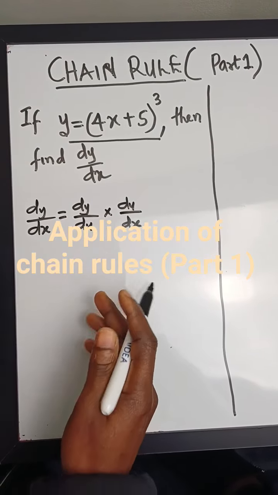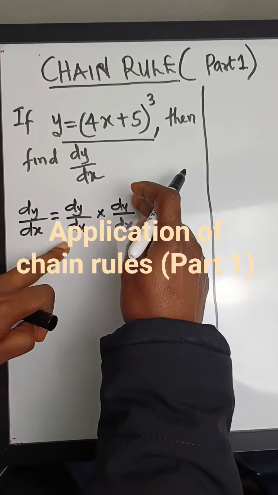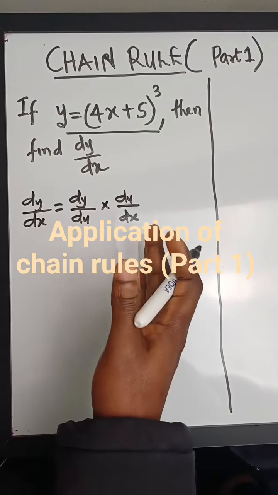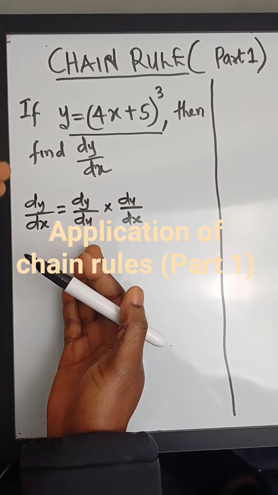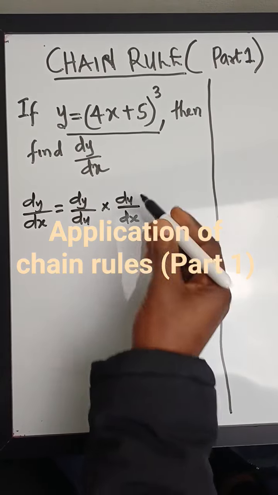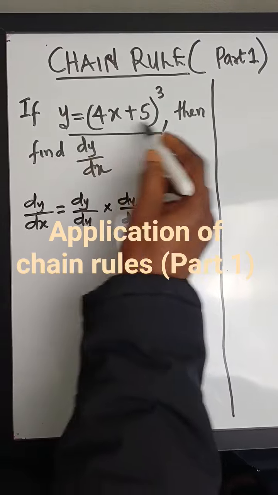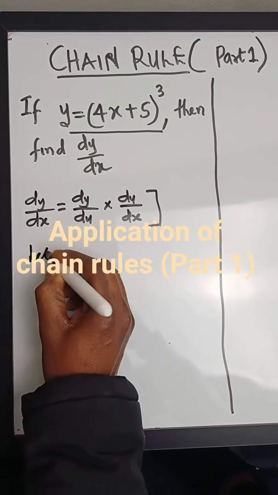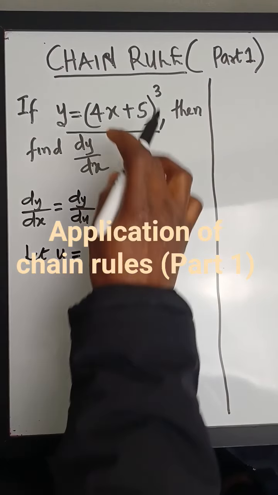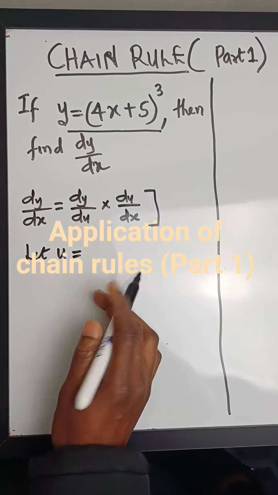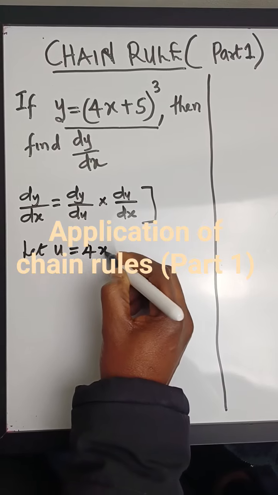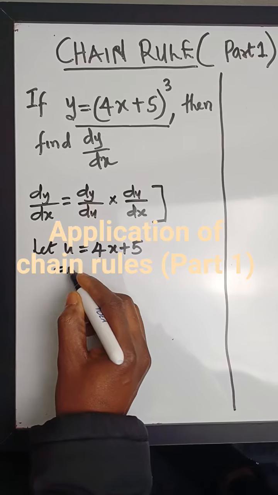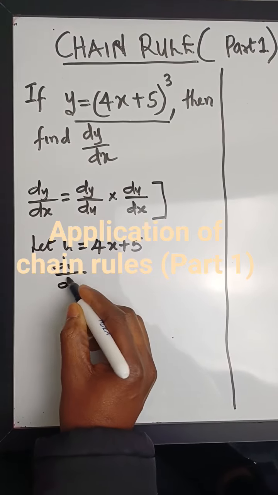Now, if you look at this, if you cover the du up, you have dy/dx, so it's very easy to recall: dy/du times du/dx. So you can recall it always when you have a function like this. The first thing you need to do is to let u equal to what you have in there, 4x plus 5. Now you differentiate u with respect to x.